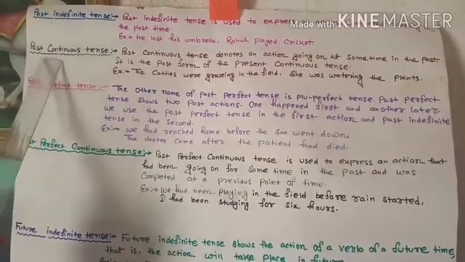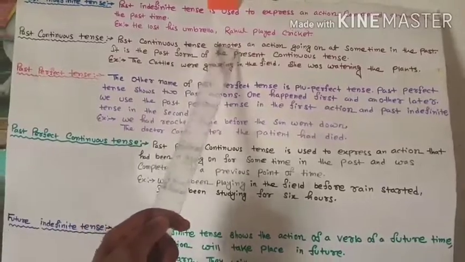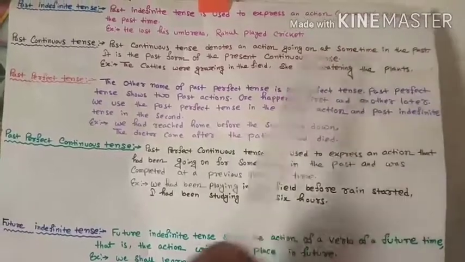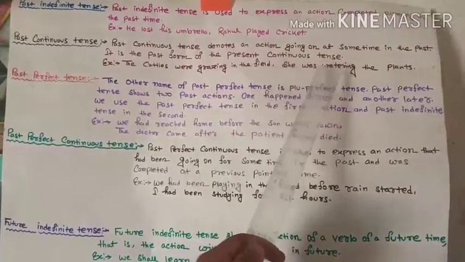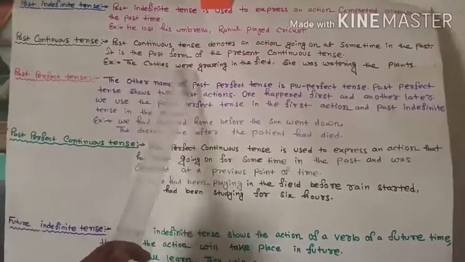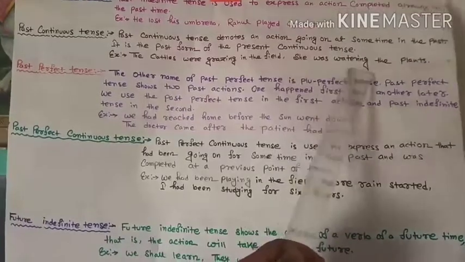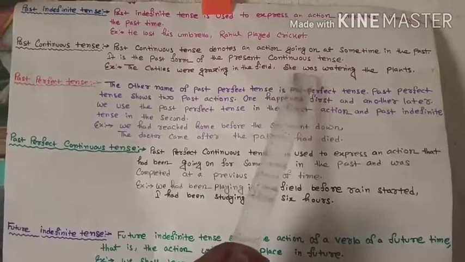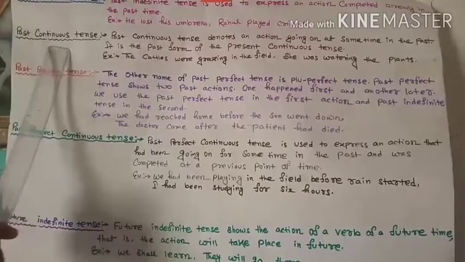So what's the definition of past continuous tense? Past continuous tense denotes an action going on at some time in the past, and it is the past form of the present continuous tense. So we can see here an example: the cattle were grazing in the field. Next example: she was watering the plants. So these are the examples of past continuous tense.